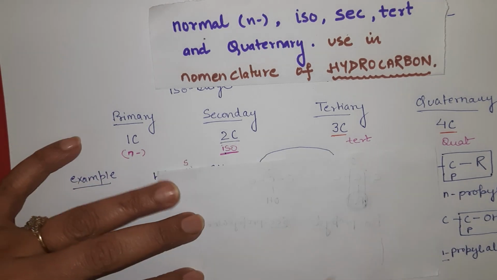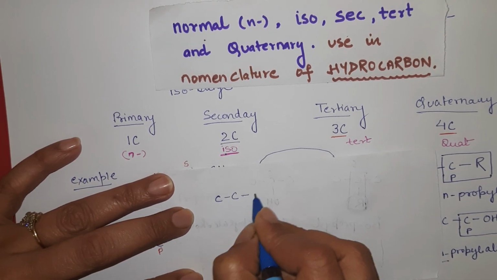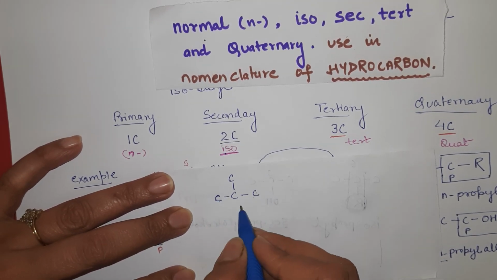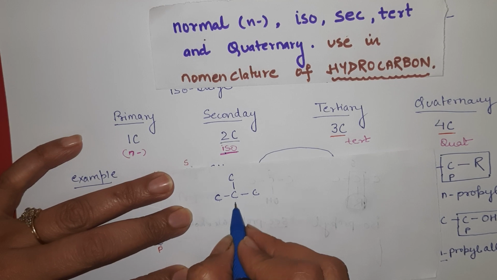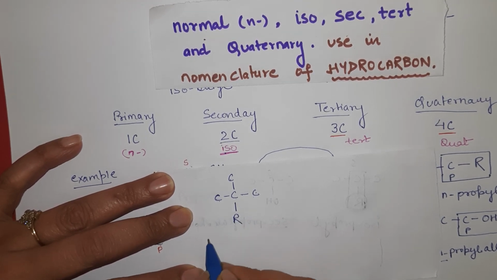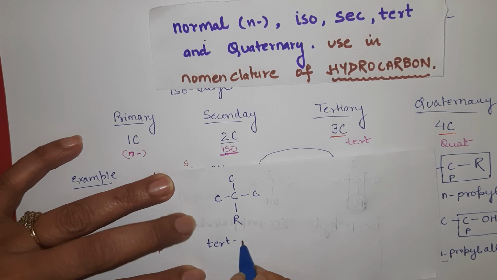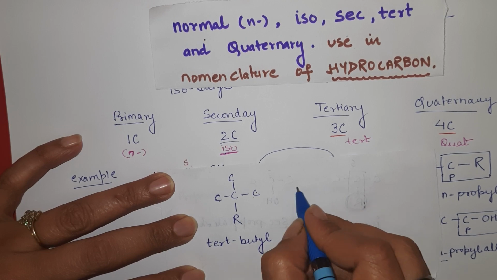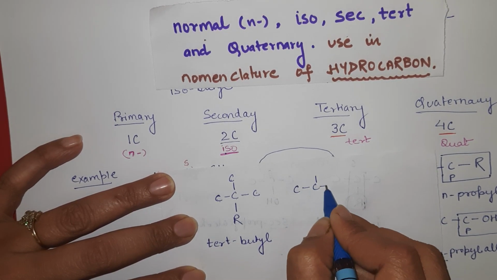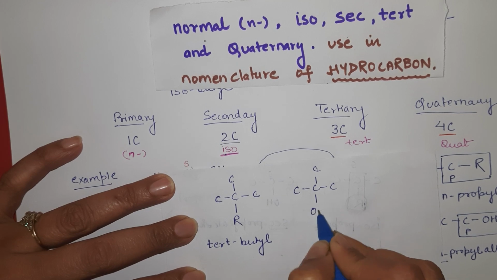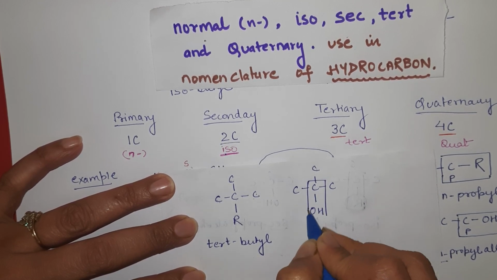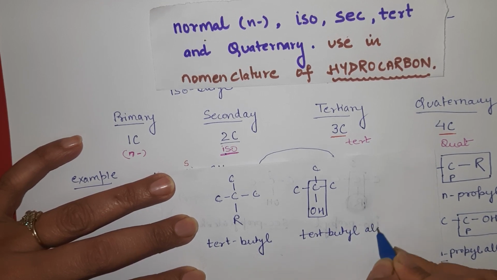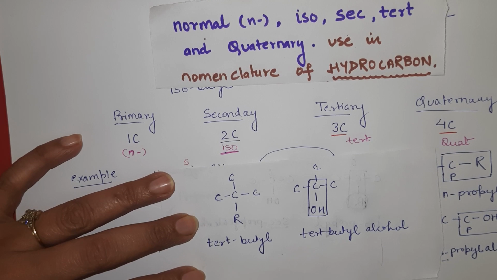Now let's have another example. These two carbon, the 1, 2, 3 are what? Primary, and this carbon is tertiary. And if an alkyl group is attached here, the name will be tert butyl, because 4 carbons are here. Same as if any functional group attaches here, so the name will be tert butyl alcohol. Okay.